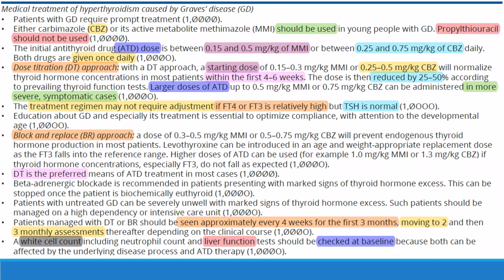For both approaches, we need to reassess the child every 4 weeks for the first 3 months, and then reassess every 2 to 3 months later on. And of course, the white cell count, including neutrophils, and liver function tests, as in adults, should be checked at baseline.